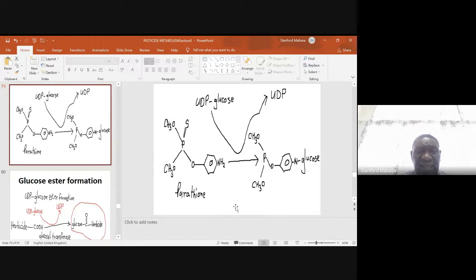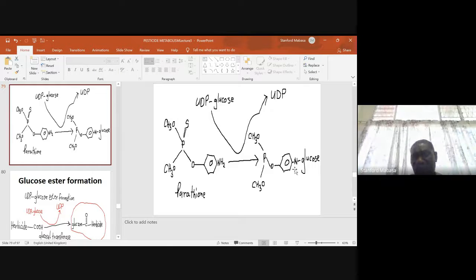Here we've got the insecticide known as parathion. Now, UDP glucose can donate glucose to parathion because parathion has got this amino group. It is going to form an N bond to glucose after glycosylation. And this insecticide is no longer toxic.